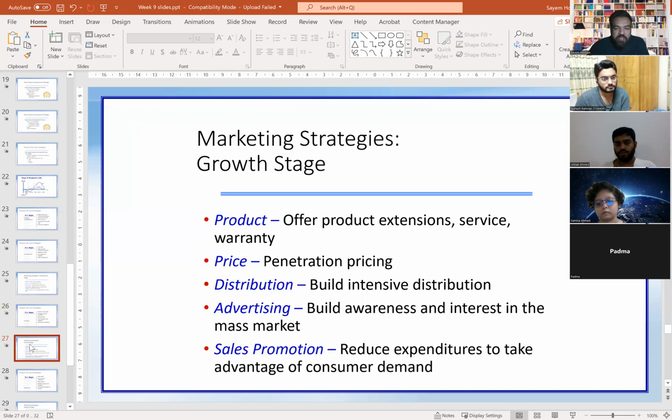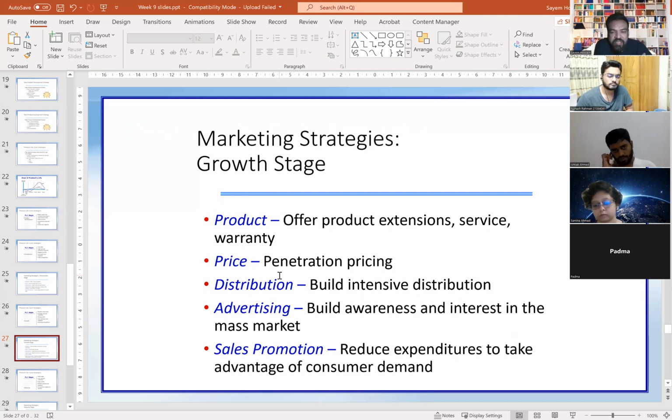What are the marketing strategies? Offer product extensions, service, and warranty. Penetration pricing is one strategy where you have to penetrate, invade through the market with your marketing strategies, along with your pricing strategies.